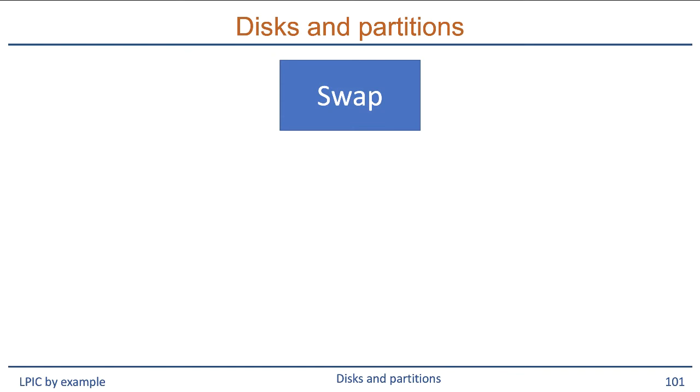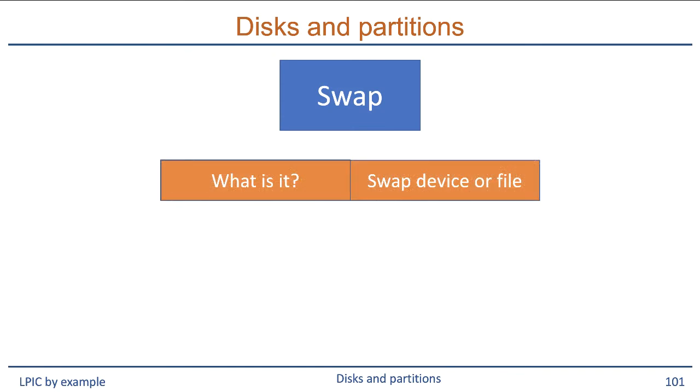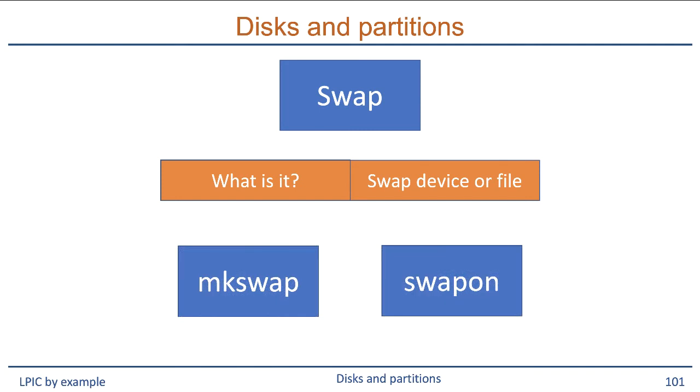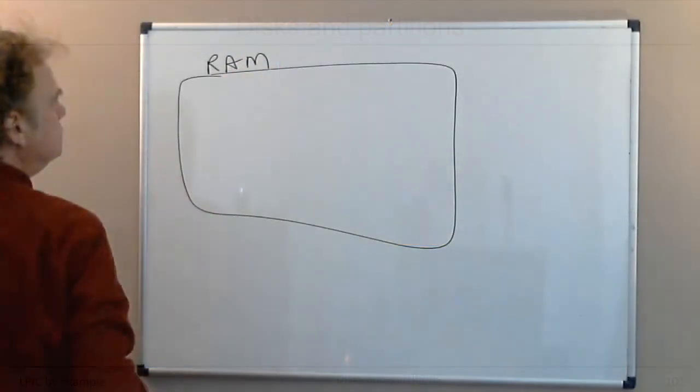Now let's have a look at swap. Let's first check out what it actually is and what a swap device or swap file is. Then we also have to look at some commands, which are mkswap and swapon, basically to enable it. Let's check it out.